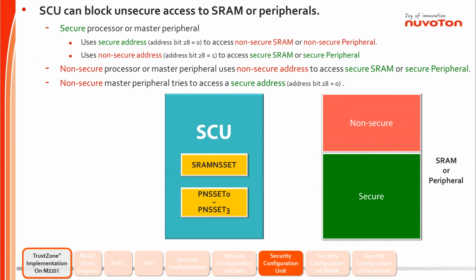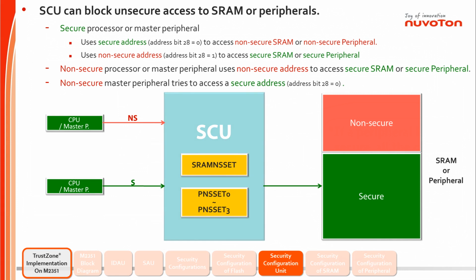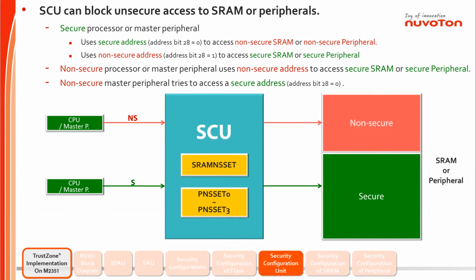After the configuration is done, SCU will monitor the bus transactions. Suppose that a processor or master peripheral is secure. It can use secure address to access a secure SRAM or peripheral, and use non-secure address to access a non-secure SRAM or peripheral. For a non-secure processor or master peripheral, it can only access non-secure SRAM or peripheral through non-secure address. The other accesses are unsecure and will be blocked.